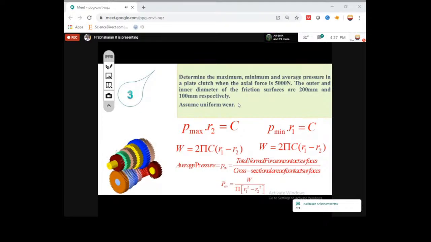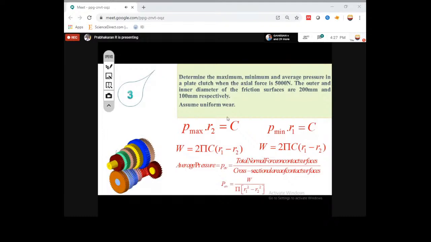Okay, I will explain. Determine the maximum, minimum and average pressure in a plate when the axial force is 5000 Newton. So here this is the force. The outer and inner diameters of the friction surface are 200 and 100 mm respectively. Assume uniform wear theory. So I'm going to find out the maximum and minimum pressure.